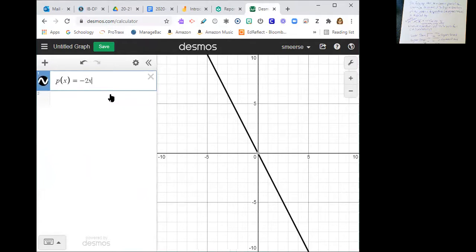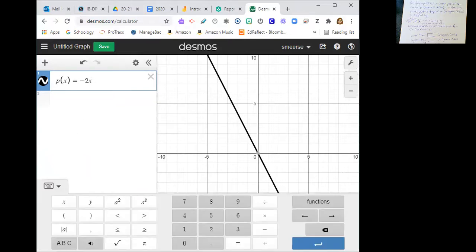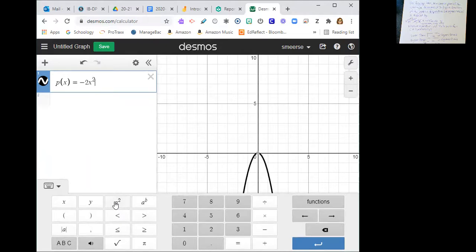2x. Now we need to get the squared. Either you can come down here to this keypad, and this is the little square button. If you push this, it'll give you an x squared, a little square on top, and you'll be all set.